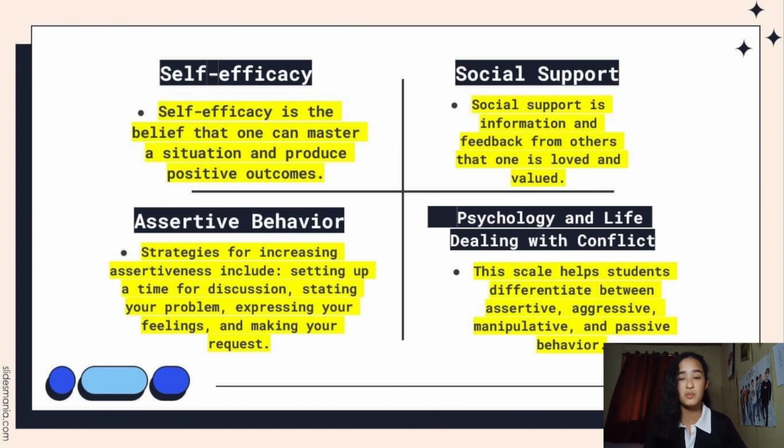The last one is Psychology and Life: Dealing with Conflict. This scale helps students differentiate between assertive, aggressive, manipulative, and passive behavior. With psychology, one can gain self-confidence by learning and knowing more about oneself and their personality, and one can improve on dealing with conflict better.